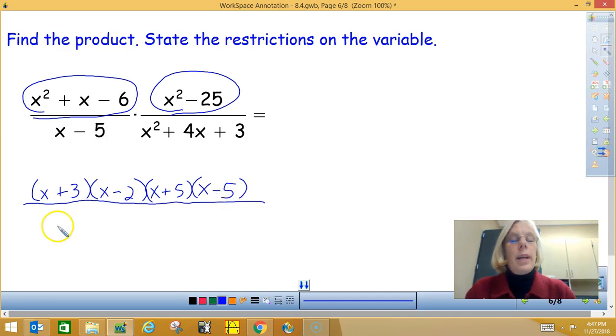In the denominator, I have this factor of x minus 5. I'm going to write that over here. That'll make it a little tidier when I cancel. And then I have x squared plus 4x plus 3. Well, that's going to factor to x plus 3, x plus 1.